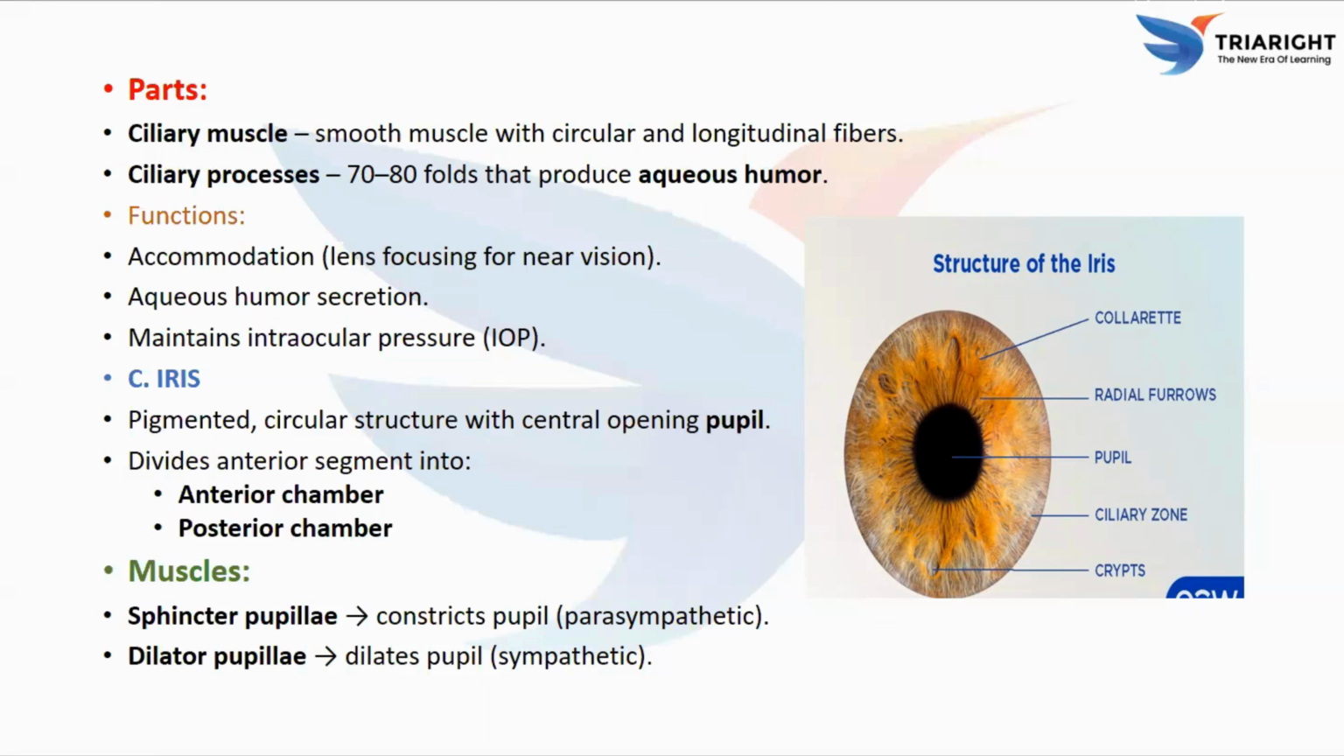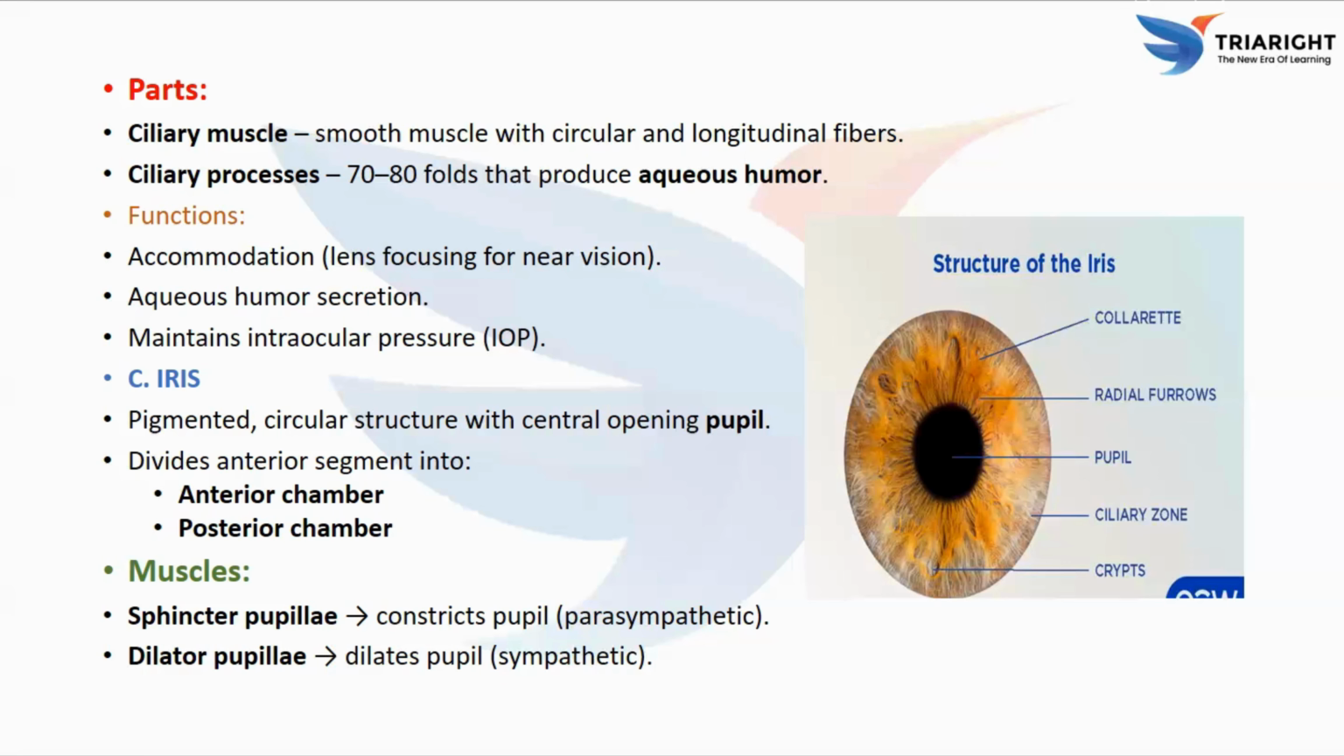So what are the parts of the ciliary body? The ciliary body is part of the uvea and lies behind the iris, forming a ring around the lens. It has two main parts: the ciliary muscle and the ciliary processes. What is the ciliary muscle? It is a smooth muscle arranged in circular fibers as well as longitudinal fibers, sometimes also described as oblique fibers.